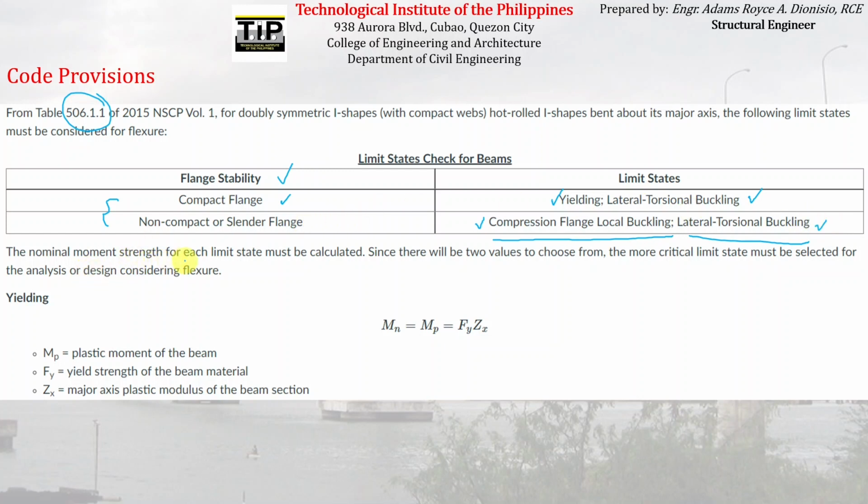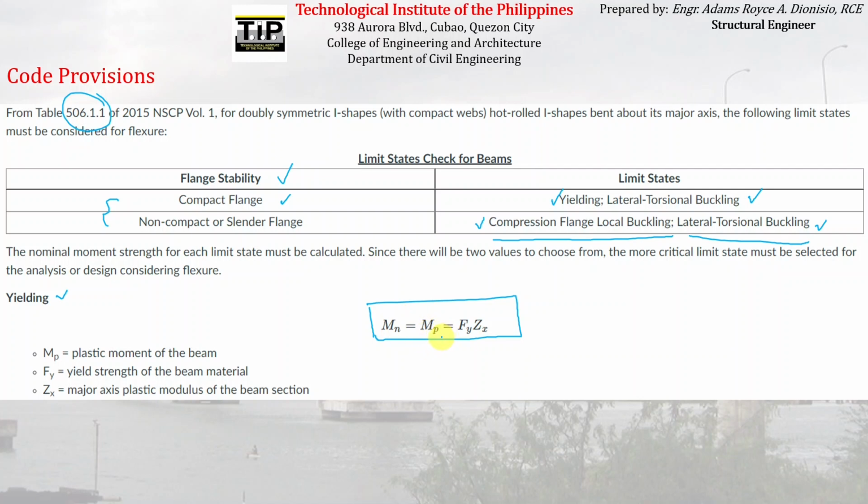The nominal moment strength for each limit state must be calculated. Since there will be two values to choose from, the more critical limit state must be selected for the analysis or design considering flexure. So if we check the steel beam subjected to flexure with respect to yielding, the nominal capacity is just equal to the plastic moment that we have talked about a while ago. That is Mn, the nominal, the plastic moment. That is the nominal moment that we are considering.